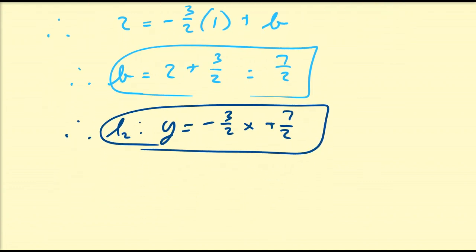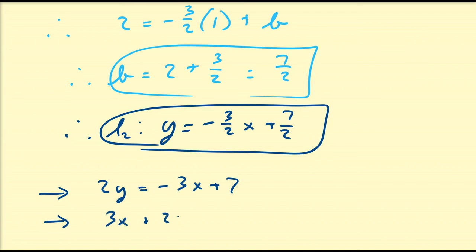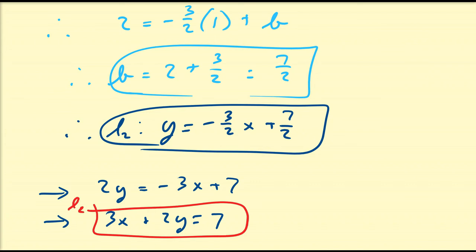So if you want that in standard form, you can multiply both sides by 2, so 2y equals -3x plus 7, and add 3x to both sides, so 3x plus 2y equals 7. So that's the standard form of the second line of our interest. So these are just some examples associated with finding equations of lines that are parallel and perpendicular to particular lines of interest.